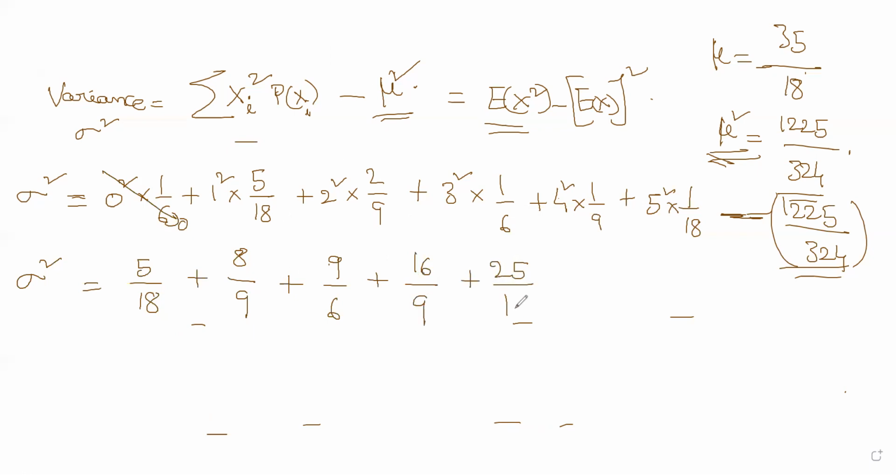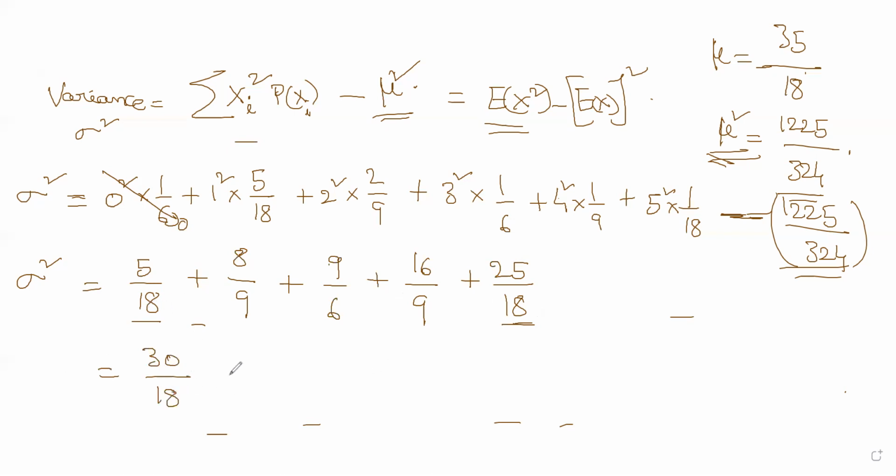Good. Now after this, you had to sum these first. You add up the like fractions. 5 by 18 plus 25 by 18, so it is simply 30 by 18. 5 plus 25 is 30.